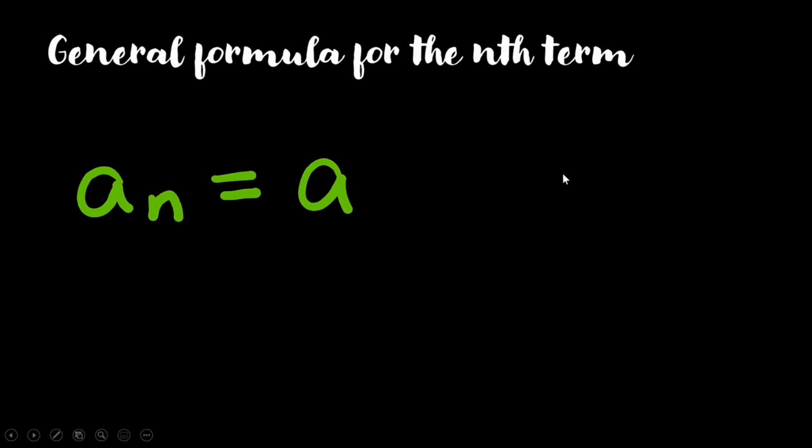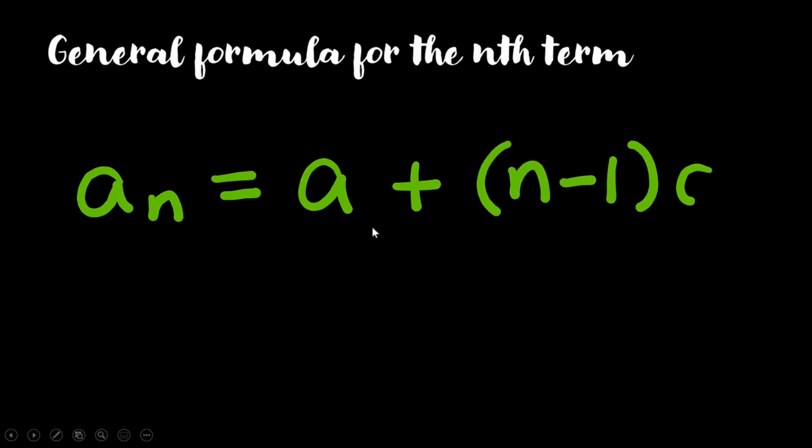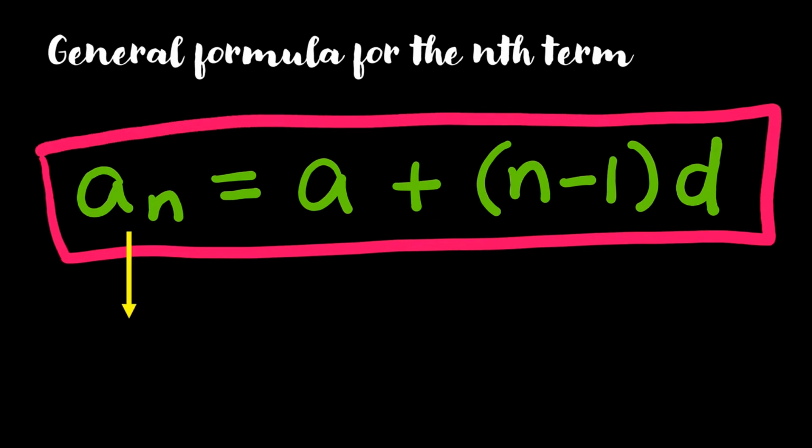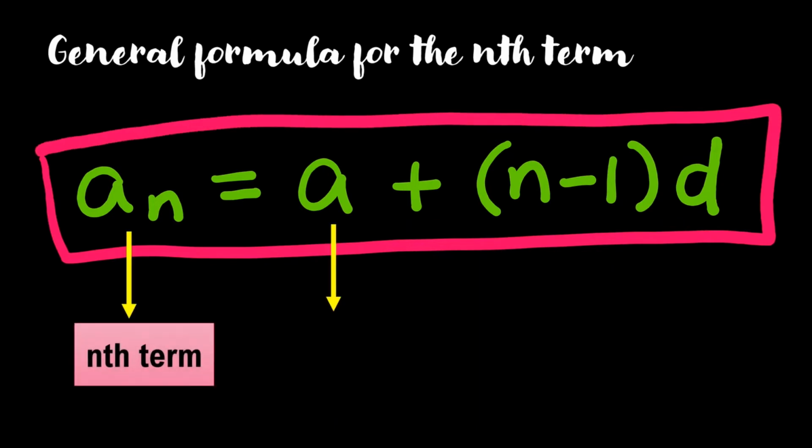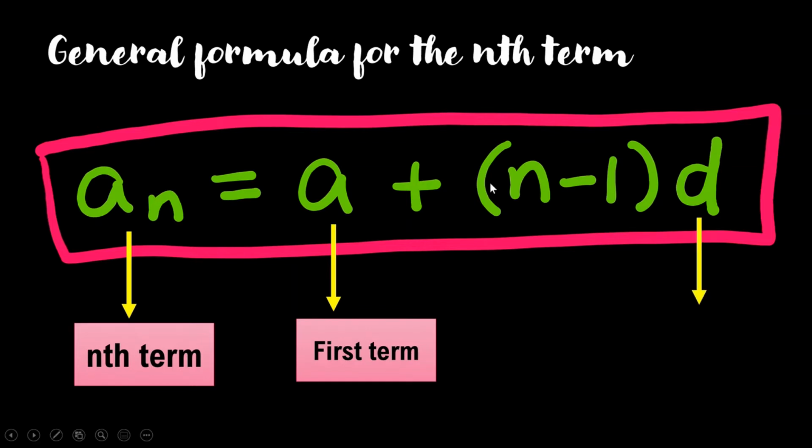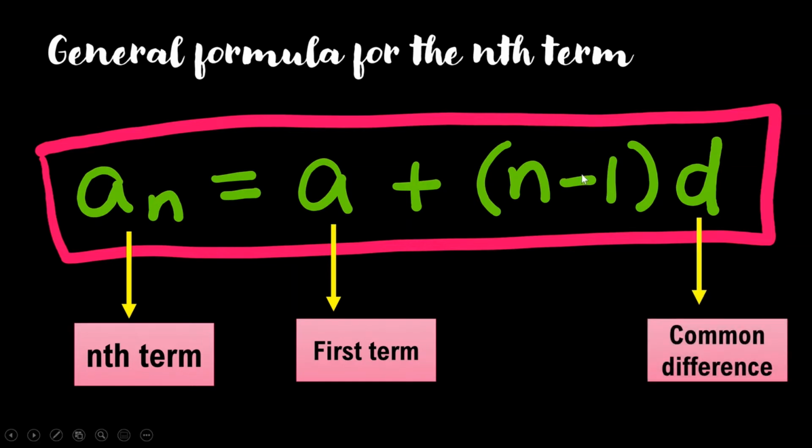If we know the common difference d and the starting term of the sequence, let's see how we can calculate the nth term, any random term. So this is the common formula for the nth term: a_n will be equal to a plus (n minus 1) times d. Where a_n is the nth term, a is the first term, d is the common difference, and n is the number up to which term you want to find out. So if you want to find the nth term, you need to know the first term and the common difference. Okay.